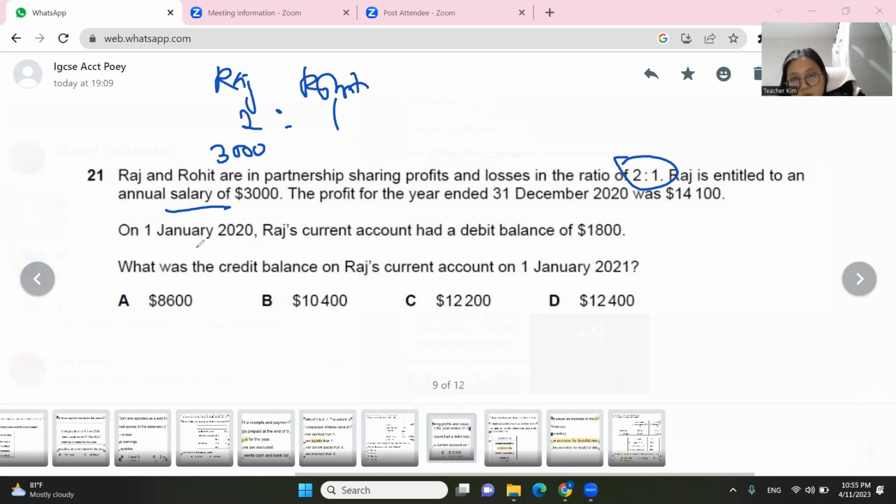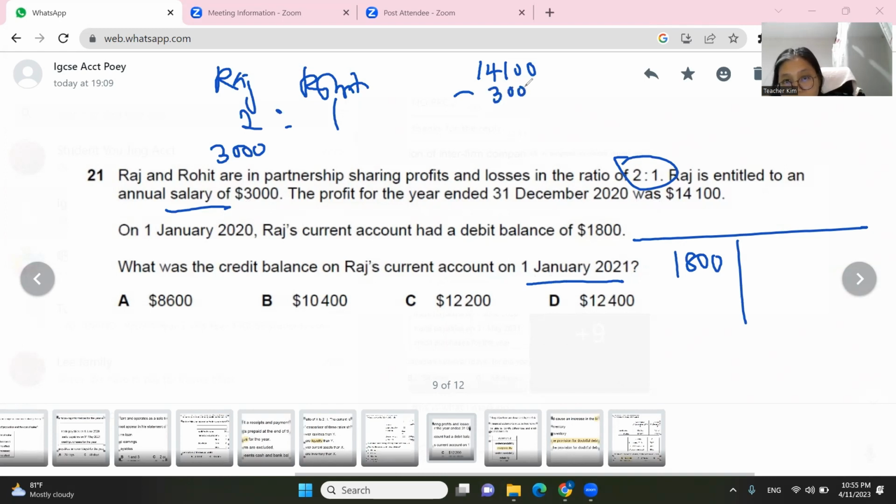On the 1st of January 2020, the current account is on the debit side, so current account 1,008. What was the credit balance of Raj's current account on the 1st of January? Okay, let's recount first. The profit for the year was 14,000, less salary of 3,000. The share of the profit will be 11,100, and Raj is getting 2.